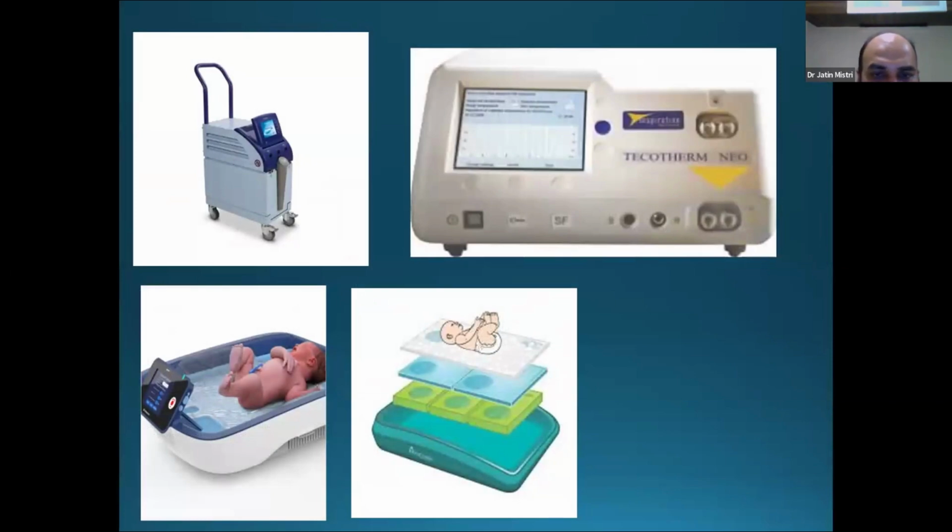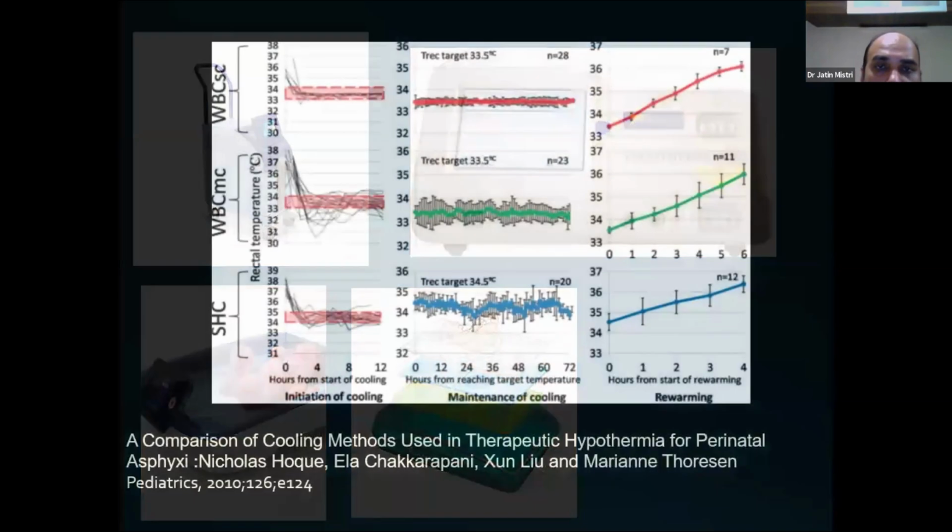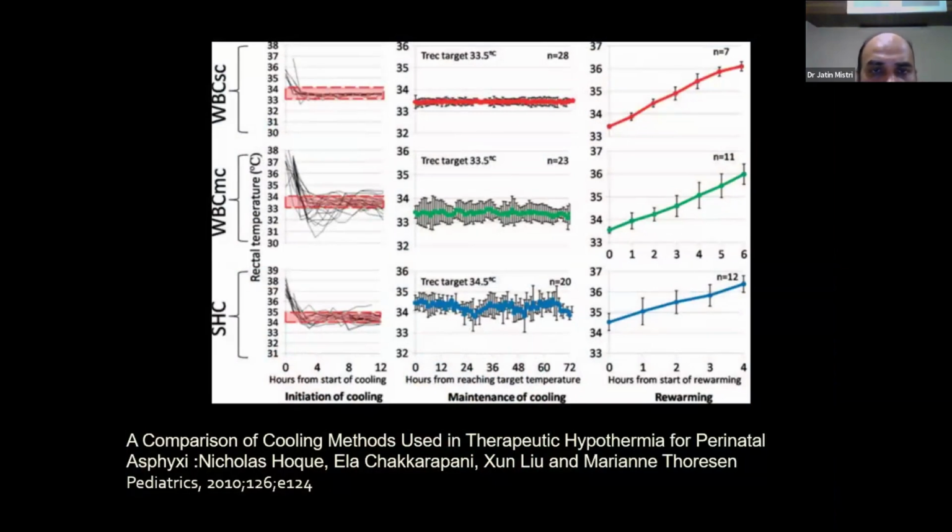These are some pictures of the cooling devices. You can see that one of them is a phase changing device. Others are servo control devices. One of the devices on the lower side has a CFM facility within the device itself. This is important because this is the comparison of 3 devices. The topmost is full body cooling, which is servo control, then manual control, and then selective head cooling.